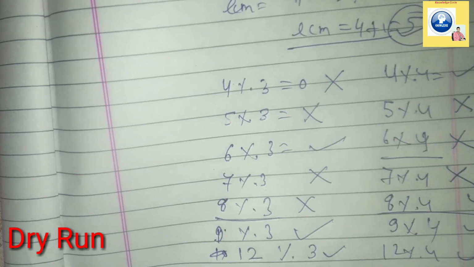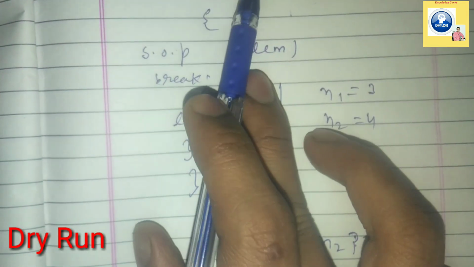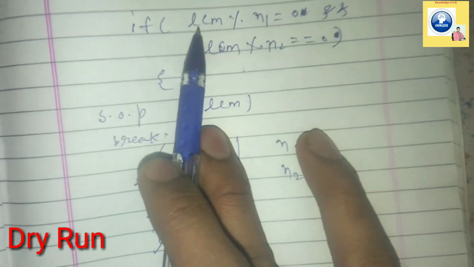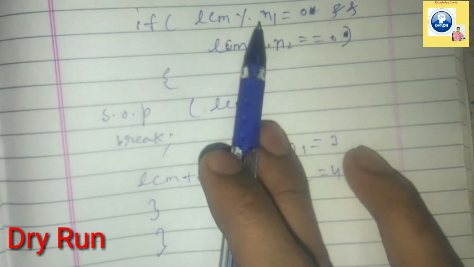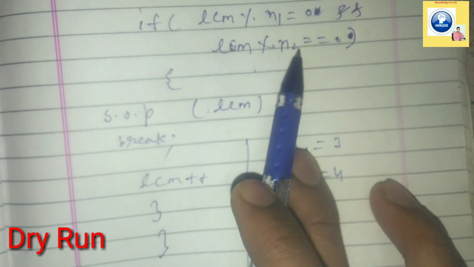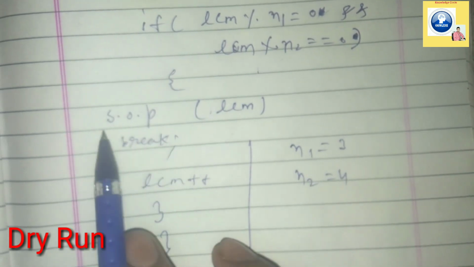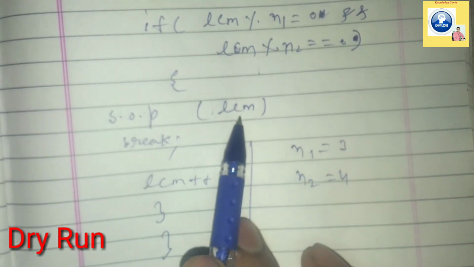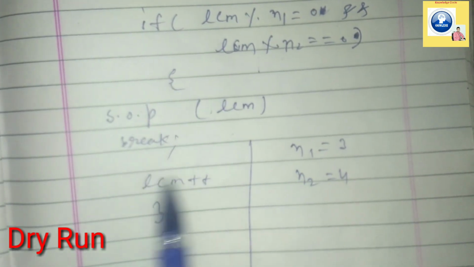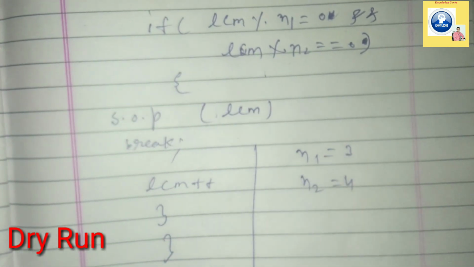So this is the number where this condition will be true, when LCM becomes 12. 12 can be divided by 3 and 12 can be divided by 4 also. There will be no remainder. It means this condition is true for the number 12. So SOP, meaning system.out.print, the current value of LCM will be printed, and from there it will terminate and come out of the loop. So this is the dry run, how it gets executed, that I have explained to you.